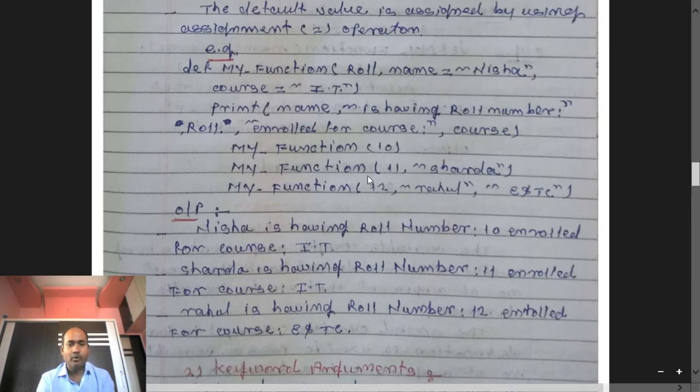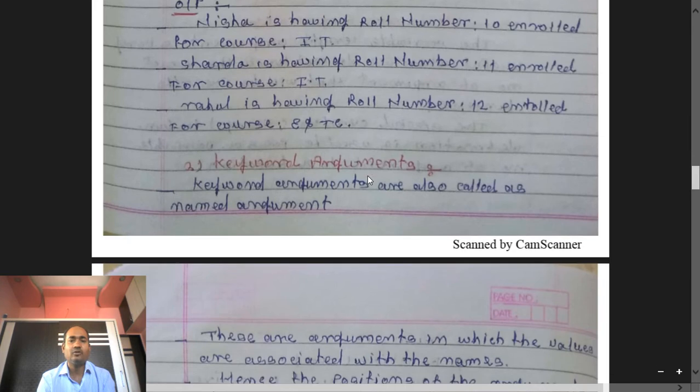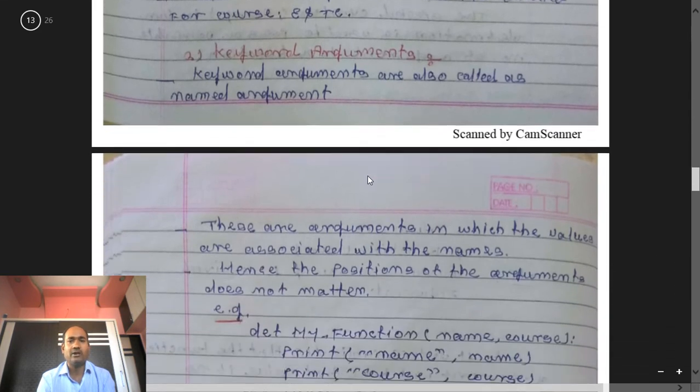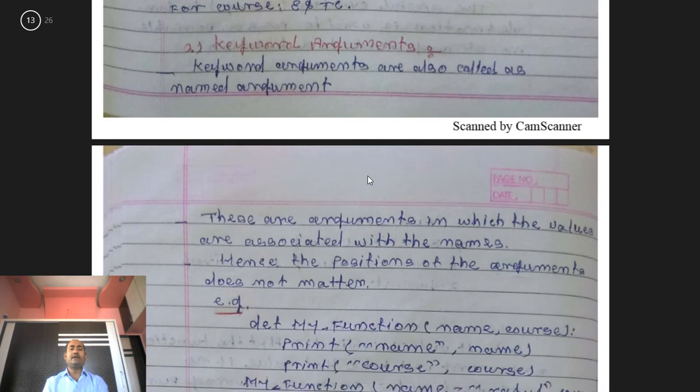Now the next important point: keyword arguments. Keyword arguments are also called named arguments. These are arguments in which the values are associated with names. Hence the position of the argument does not matter. Here values are assigned to the names. Suppose roll is equal to 10, so this roll number is assigned to roll. Suppose name is Rahul, so name is assigned to the string.